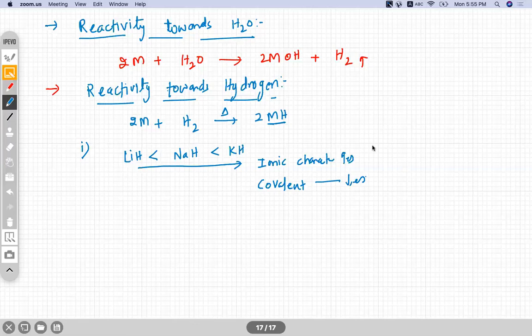Next, write down: the stability of hydrides decreases down the group. Right? From top to bottom, the stability decreases. Why does stability decrease? Again, size increases, bond length increases, stability decreases. And since stability decreases, we can also say reactivity increases. All these things are related. Reactivity increases down the group.